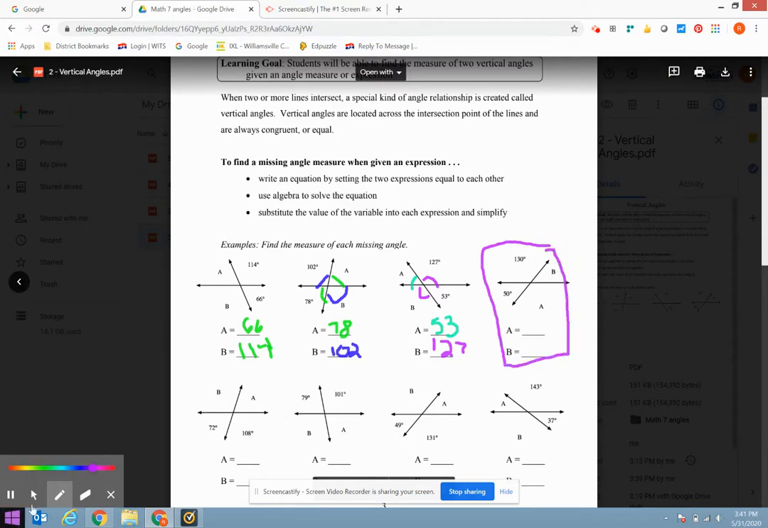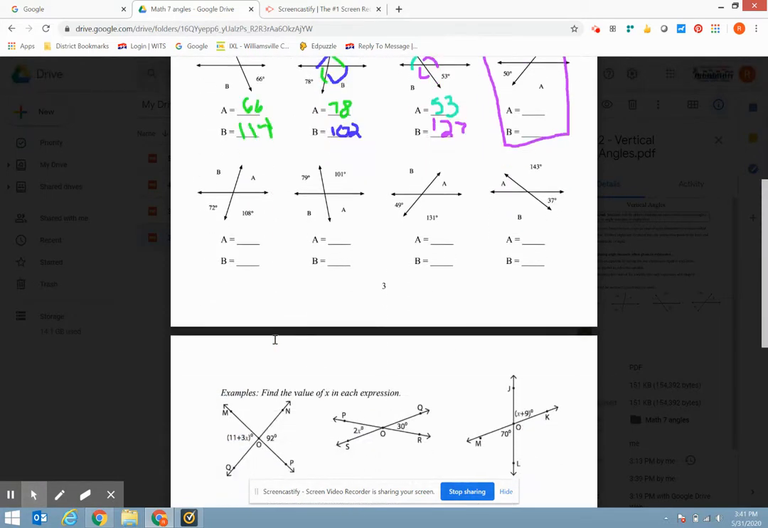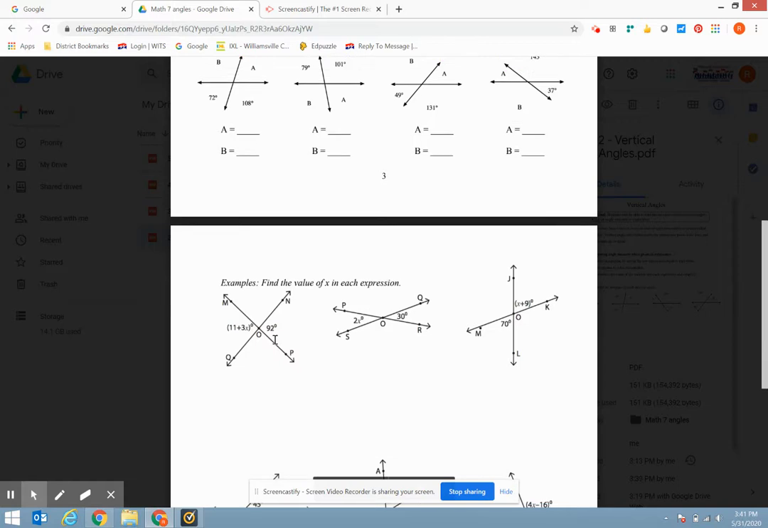Try that on your own. Check your answers in the multiple choice that I'll put in the Edpuzzle.